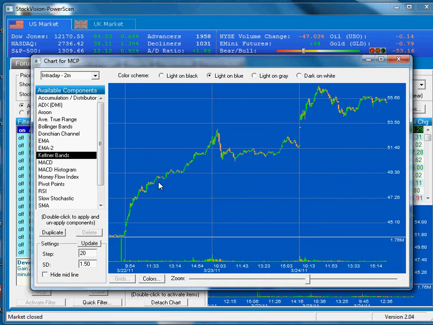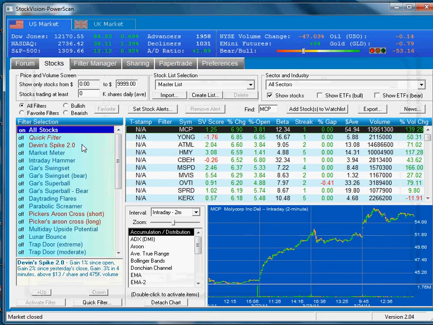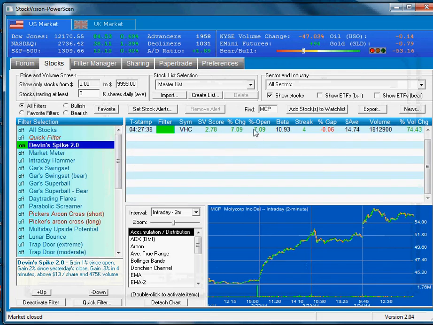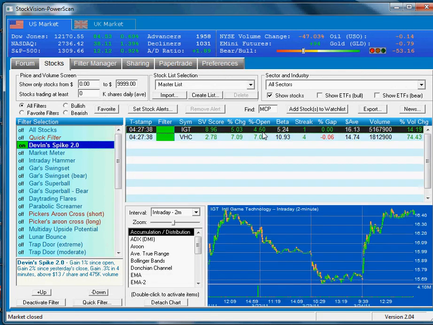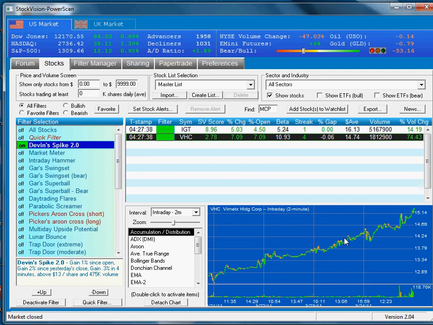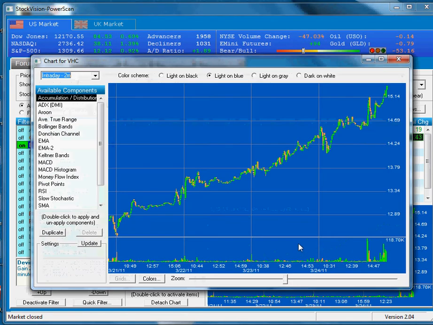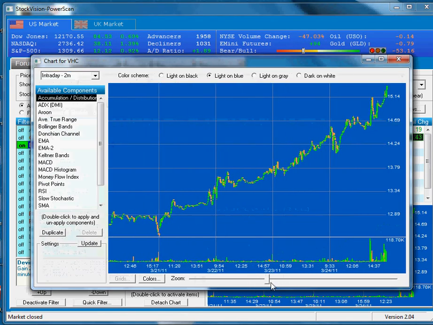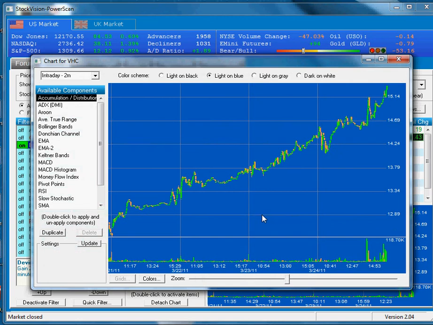Not only did it turn out to be a great intraday trade, but it turned out to be a great swing trade as well. Almost 20% gains here. Isn't that beautiful? So what we're going to do now is run Devon Spike 2.0. Right now there's two stocks coming up in Devon Spike 2.0. And look at this one. This is a classic spiker right here. It's been ramping up for 4 days straight. Constant intraday gains for 4 days straight. So this stock has essentially been sitting in my filter, just ramping up for 4 days.